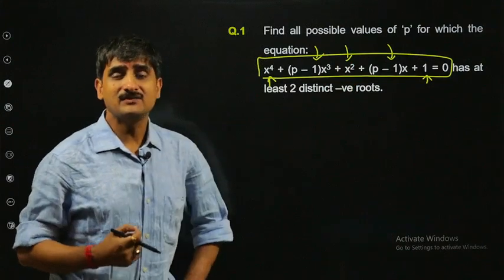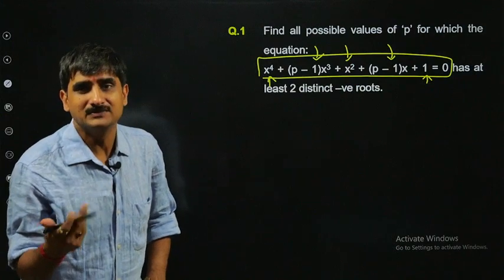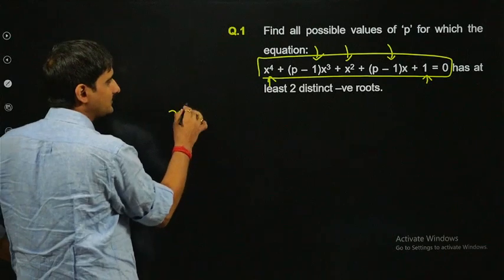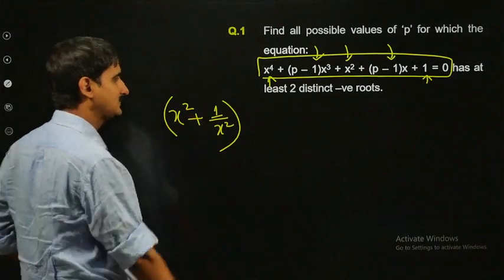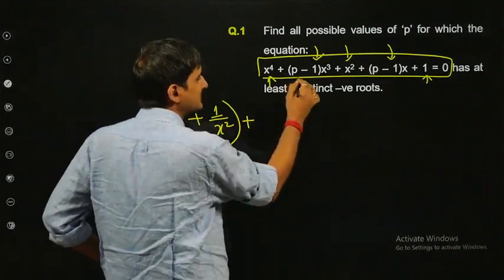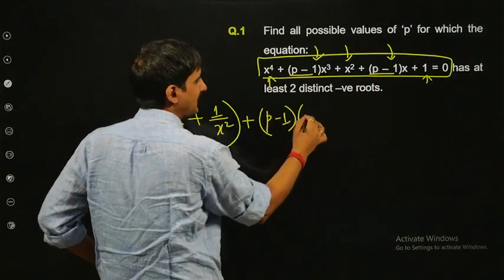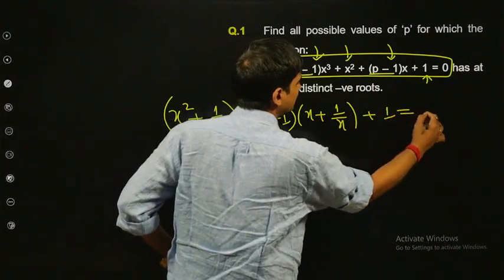We start by dividing the entire equation by the middle term degree term, like x square here. So dividing it by x square, what do we get? And collecting the similar looking terms: x square plus 1 by x square at one place, and say p minus 1 common, x plus 1 by x at one place, and then plus 1 equal to 0.